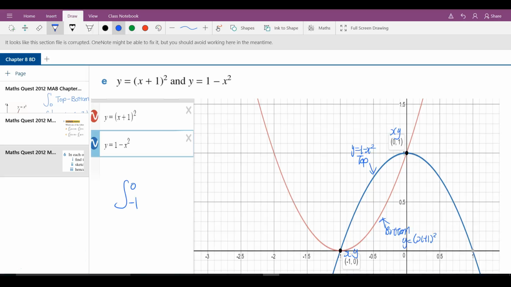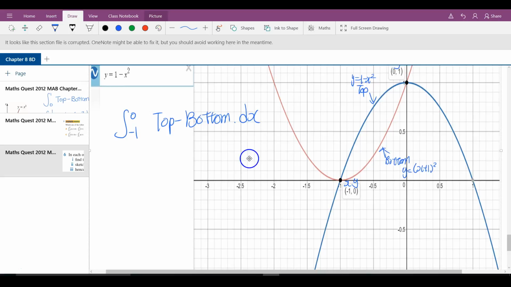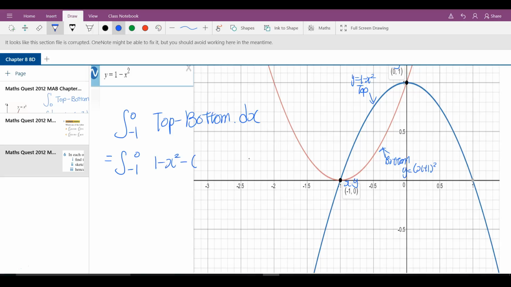Alright, so it's top minus bottom. Integrate with respect to x. Alright, and then equal to, oops, the equal sign should be here. Okay, then from negative 1 to 0. Top minus bottom is 1 minus x squared minus (x plus 1) all squared.